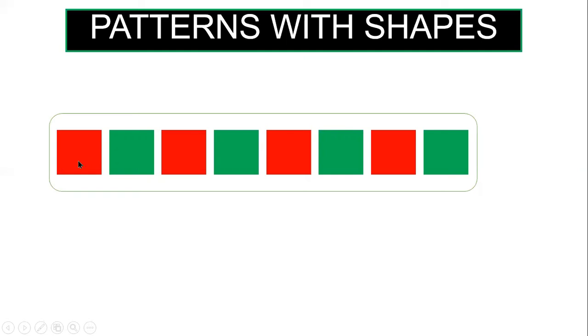So you can see we have red, green, red, green, red, green, like that. In our pattern, we are using quadrilaterals, and we start with the red, then we go to green, red, green, like that. You can make even your own pattern with your own colors. So we say that this pattern is of repeating colors.